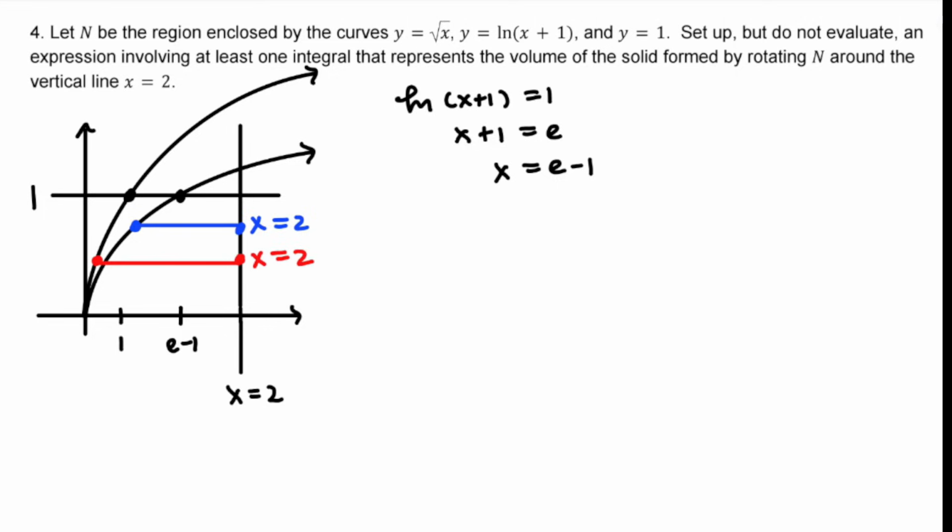Then I'm going to need to solve for both of these equations, x in terms of y. So y equals square root x, x equals y squared. Then y equals log of x plus 1, that's e to the y equals x plus 1, and x equals e to the y minus 1.